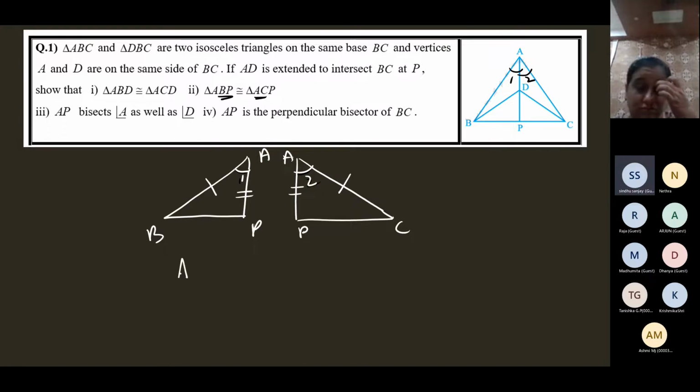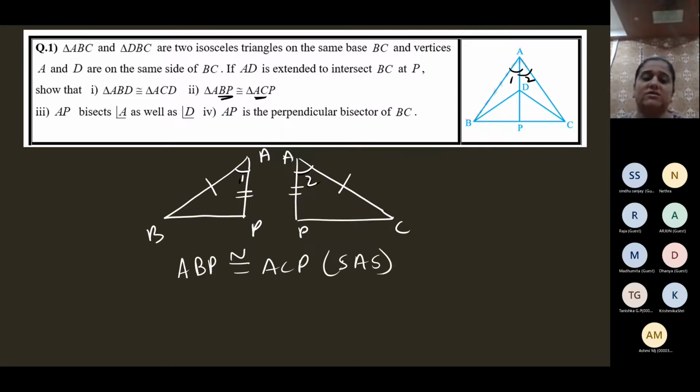Tell me the order. ABP is congruent to ACP by SAS rule. Very good. Now, what are the other results, Sanjay? We have only two pairs of equal sides, right? Now which is the third? Ma'am, BP equals CP. Side BP is equal to the side CP, CPCTC. Because only two pairs of equal sides we know, now the third pair is also equal.